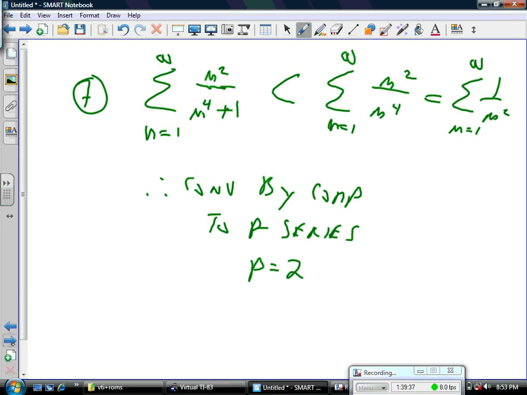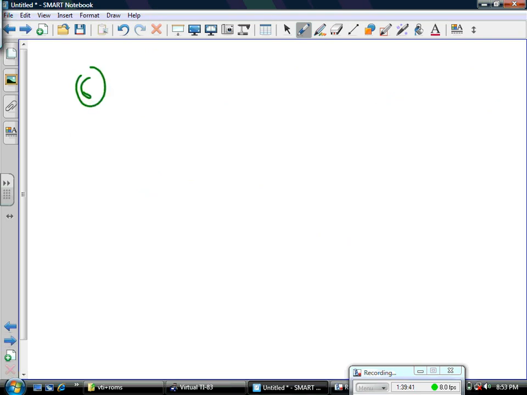How about 6? Let's try one more like that. 6 says the unknown series that you're testing for convergence is n goes from 2 to infinity of 1 over ln n. And you want to show whether that converges or not. Do you have any intuition what that's like? A series you know.